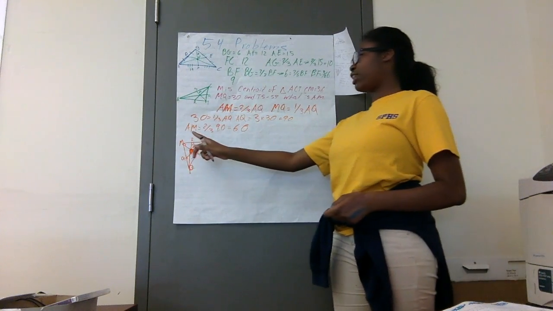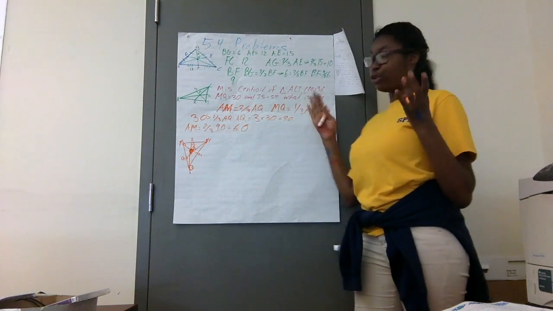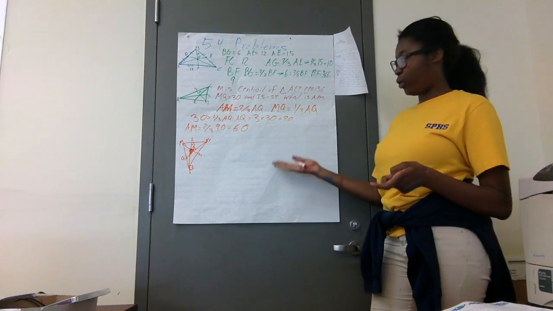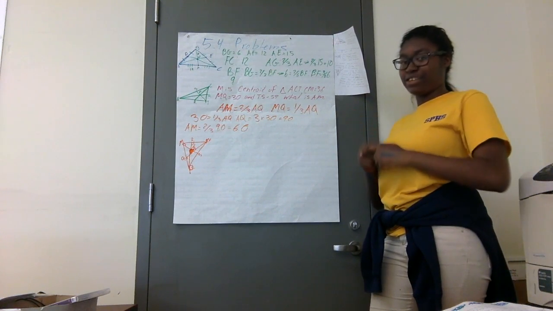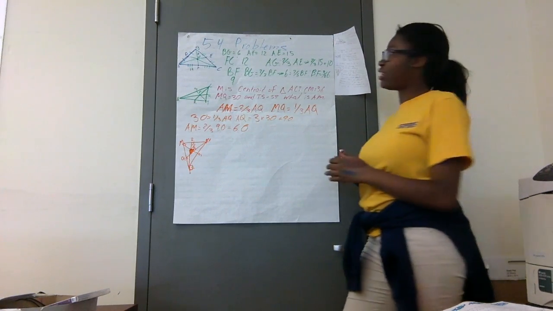Now, if it were to give you that MR is congruent to RN and everything, if it told you that these were specifically the midpoints, then yes, you can argue that it would be correct. But because it doesn't give you that information, then by reasoning, it isn't correct.